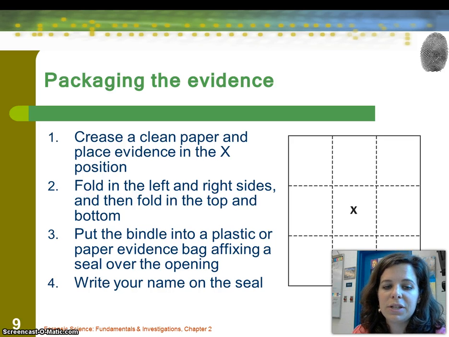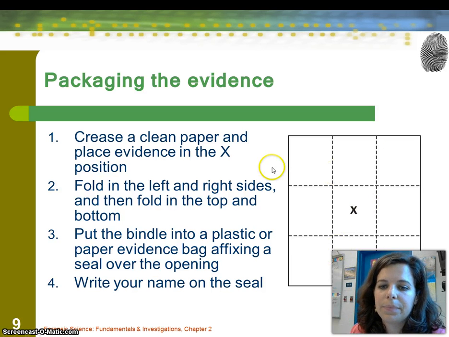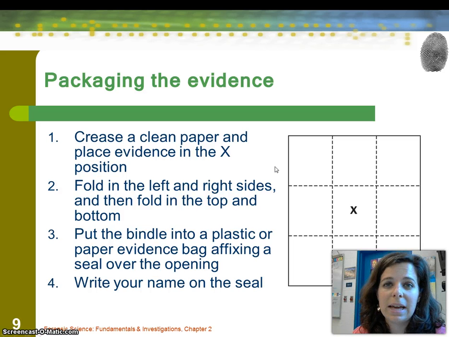Then you place the bindle into a plastic or paper evidence bag with a seal over the top, and you write your name directly on top of the seal. That's to make sure that no one is going to be tampering with the evidence.